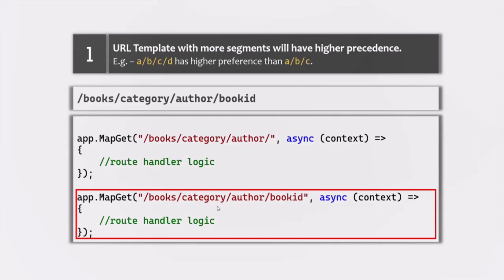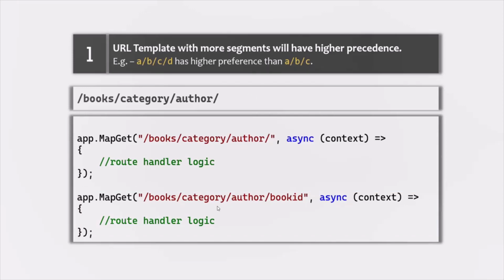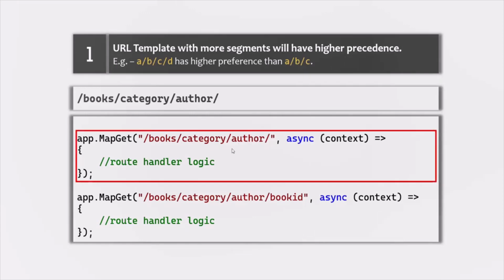But let's say the URL is /book/category/author. In that case, this URL exactly matches the first URL pattern, so the first route will be picked. This first rule is a very simple rule: whichever route pattern exactly matches the URL will be called.